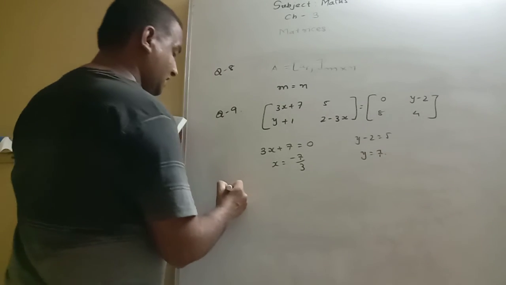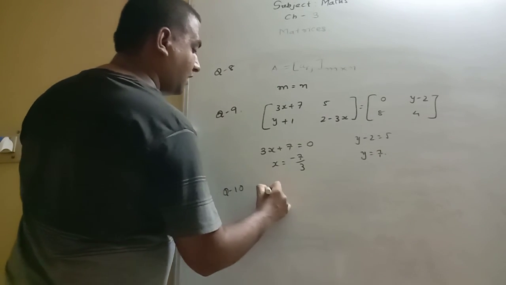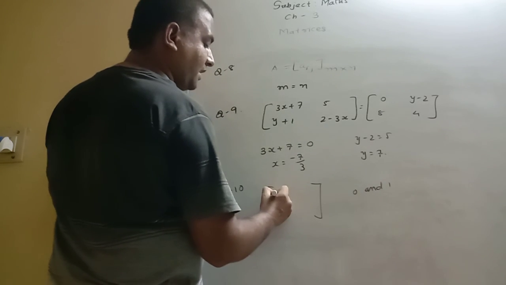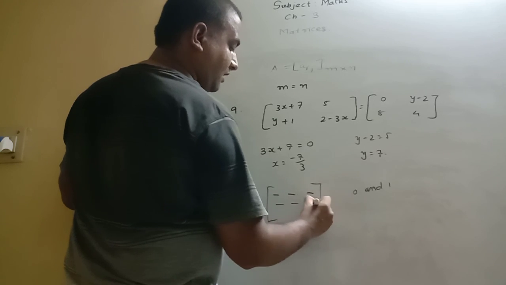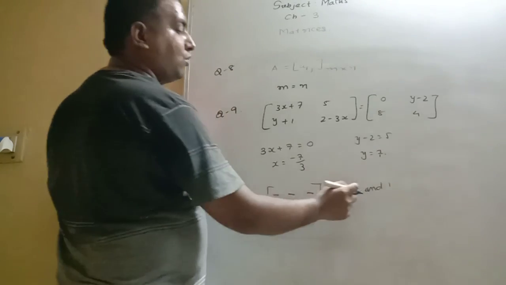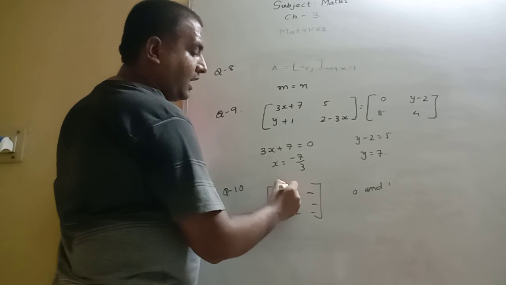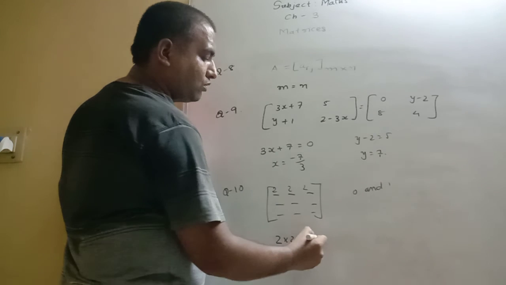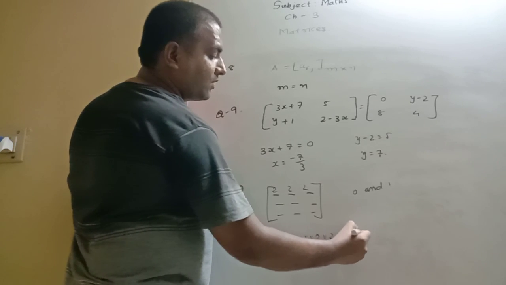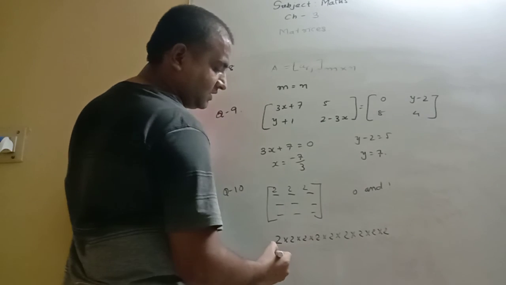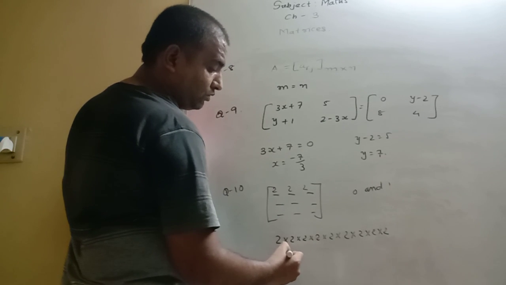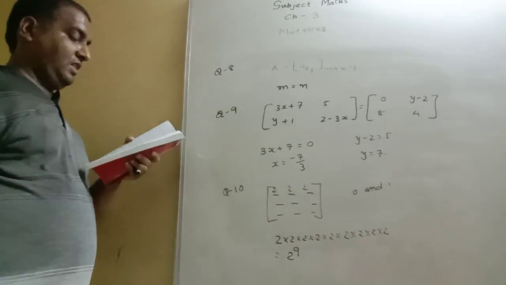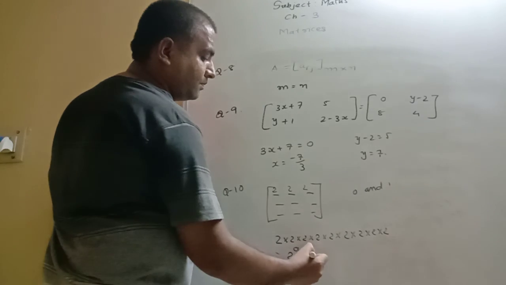And question 10 is there. We have to write a 3 cross 3 matrix by 0 and 1. So in a 3 cross 3 matrix, 9 places will be there, and each of the 9 places is filled in 2 ways, 0 and 1, and so the possible ways equals to 2 into 2 into 2, 9 times 2 multiplied, and so 2 raised to 9 is equals to 512.